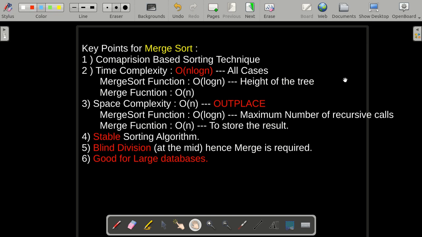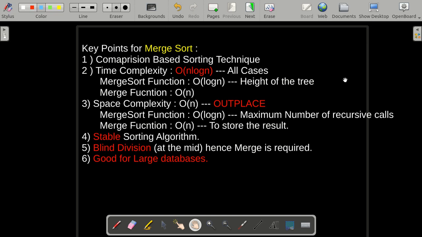Now let's see some of the key points of merge sort algorithm. First, it is a comparison based sorting technique. That means the values of two elements are compared and accordingly their position in the array is decided. Second, the time complexity for merge sort is order of n log n for all the cases.